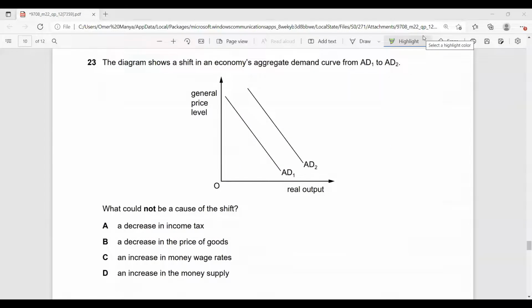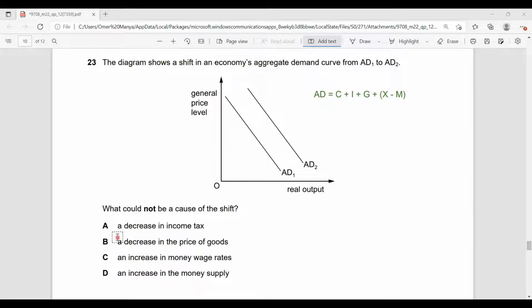The diagram shows a shift in an economy's aggregate demand curve from AD1 to AD2. What could not be a cause of the shift? So again, here's the formula for aggregate demand. The components are consumption, investment, government expenditure, and net exports. Any factor that will alter any of the components of AD will cause a shift of the curve. So we're looking for one that would not cause any of the components to change.